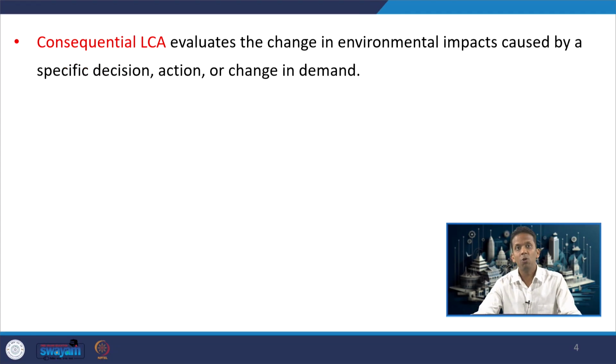The second type of LCA is consequential. It evaluates the change in environmental impacts caused by a specific decision, action or change in demand. For example, in the previous case we calculated the CO2 emission for the average grid emission factor. Now suppose a norm comes that you should be using only renewables, or some decision is taken to change the source of fuel in the company, maybe they switch from coal to gas or oil, or maybe there is some change in the market demand because of which there is some change in the process. That will change the environmental impact. That is called consequential LCA.